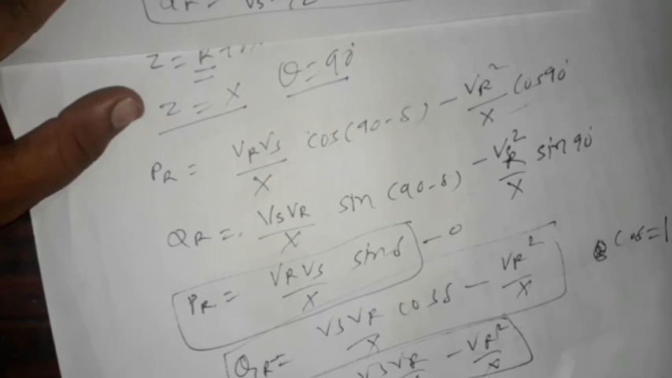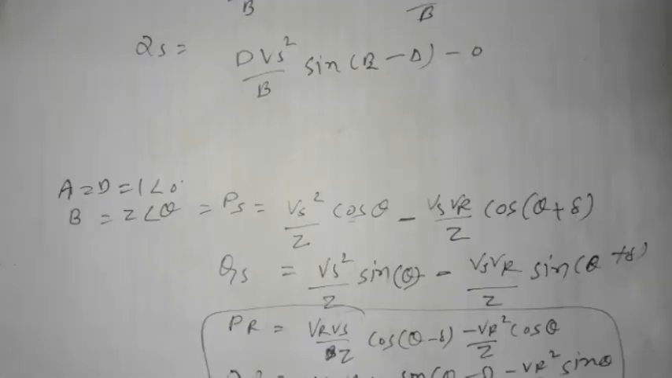So in this lecture we studied how to find the complex power of the sending end side and receiving end side. In the next lecture we will discuss an example related to it, and then we will study the circle diagram of the transmission line. Thank you.